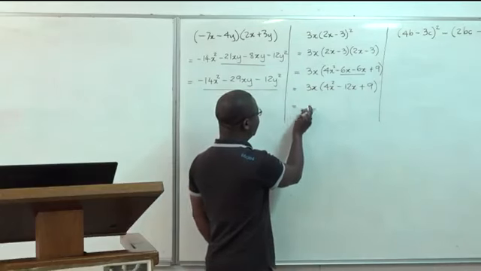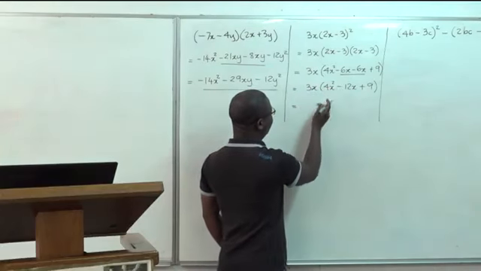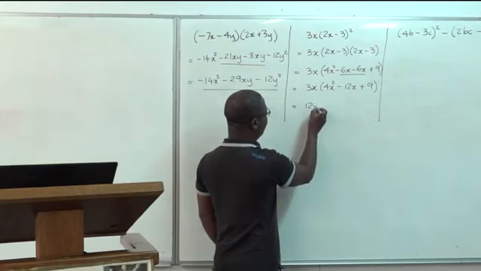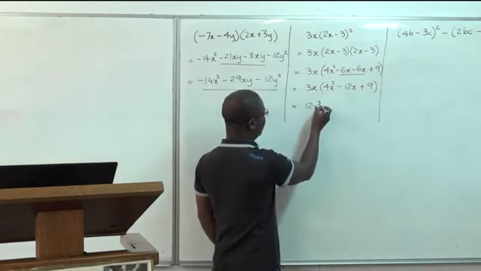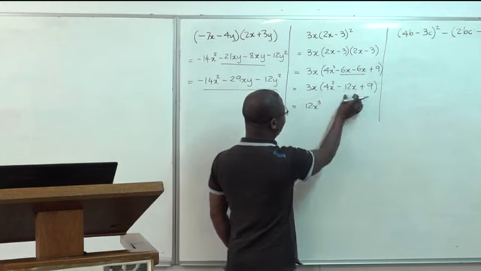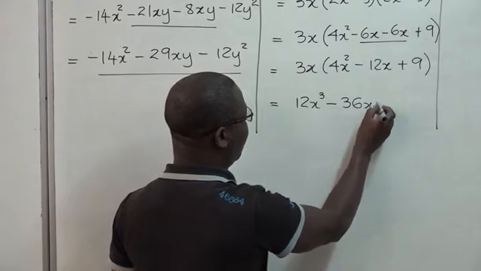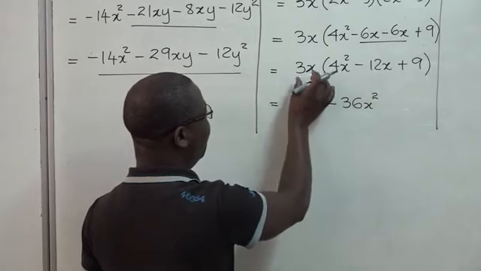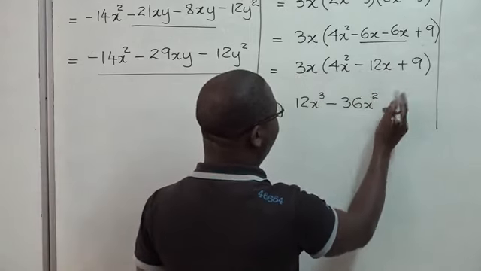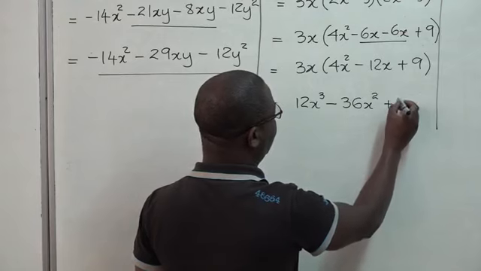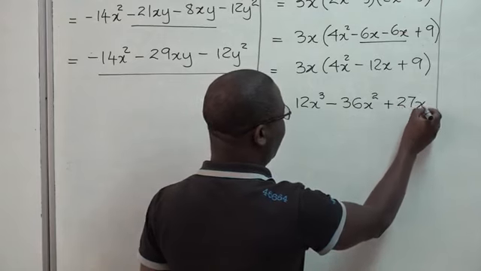In a similar process, 3x times 4x squared, it gives us 12x cubed. 3x times minus 12, it gives us minus 36x squared. And then 3x times 9, it gives us plus 27x.